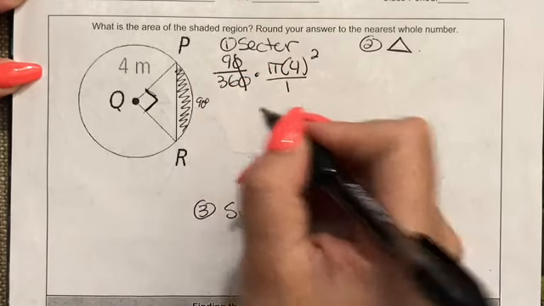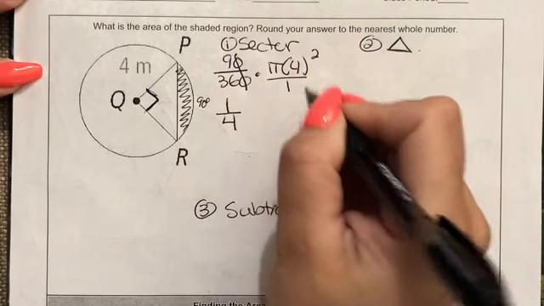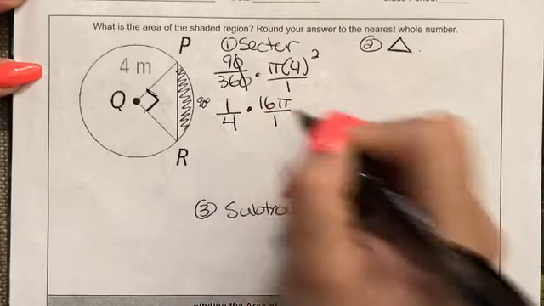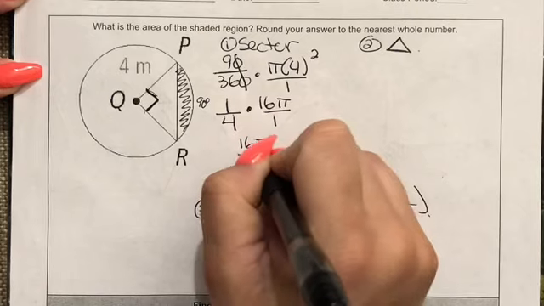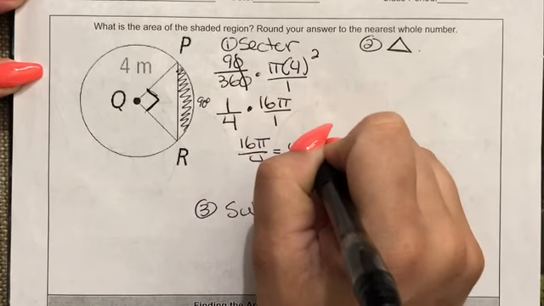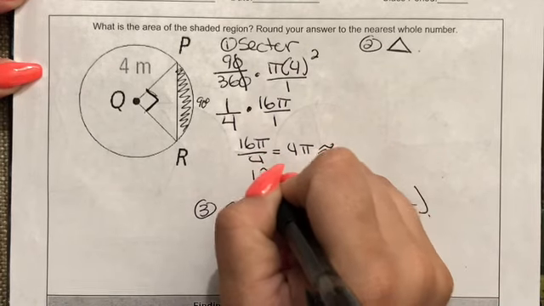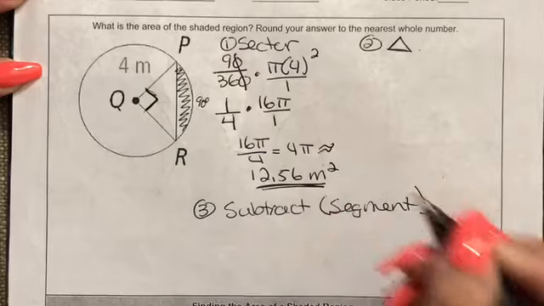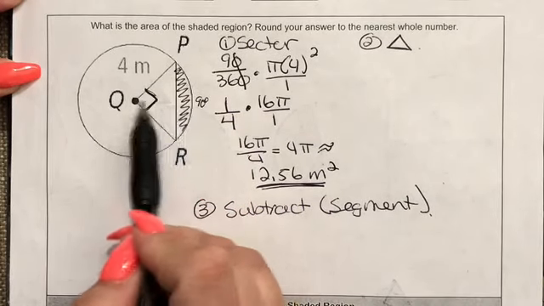I know that 90 over 360 is really 1 over 4. 4 times 4 is 16, so I end up with 16 pi over 1. This ends up giving me 16 pi over 4, which is simply just 4 pi. And of course, I can convert it to a decimal, 12.56 meters squared. So that is the area of the entire sector.